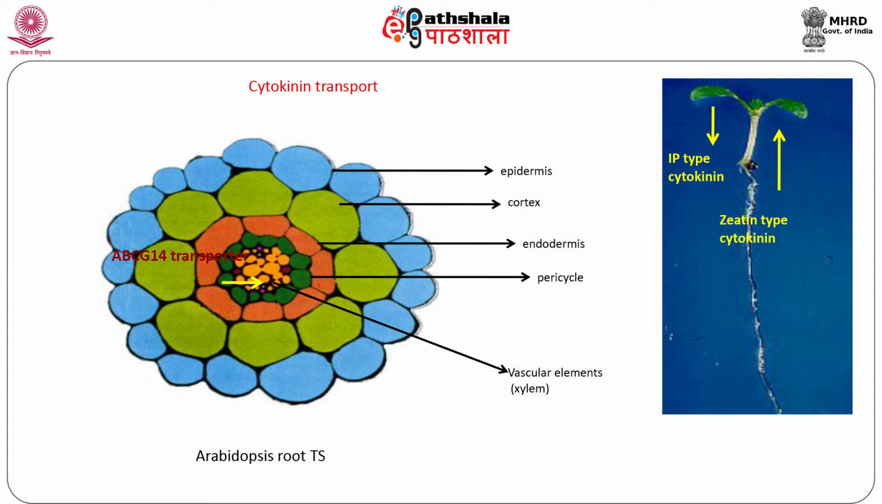from roots to shoots. The transporters for cytokinins present in the roots belong to the ATP binding cassette or ABC family of transporters. These transporters move the cytokinins into xylem from the neighboring cells of the stele. Mutants defective in these transporters show poor shoot development. The IP type cytokinins are synthesized in the shoot and transported via the phloem through specific nucleoside transporters to other parts of the plant.